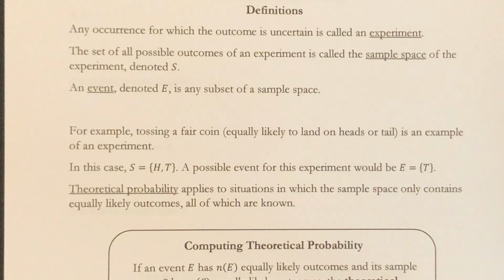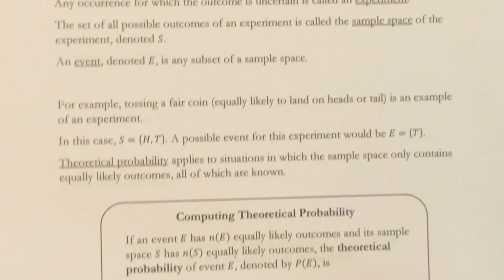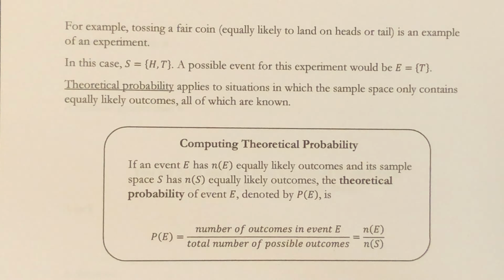Now there are two kinds of probability we're going to be talking about. We have theoretical probability, which is what we're going to start with, and then empirical probability. Theoretical probability applies to situations in which the sample space only contains equally likely outcomes and all of them are known. So there's no possibility of an outcome we haven't thought about yet.